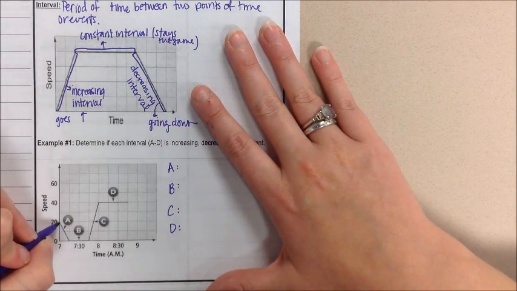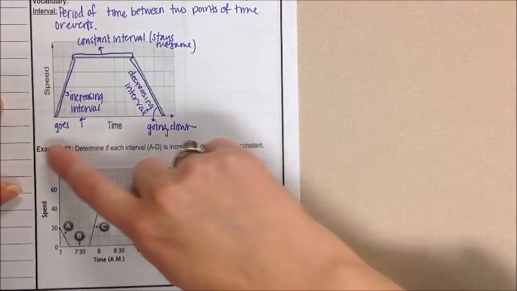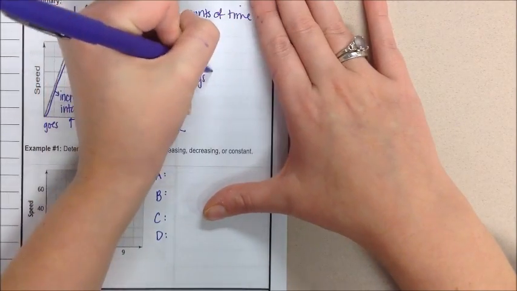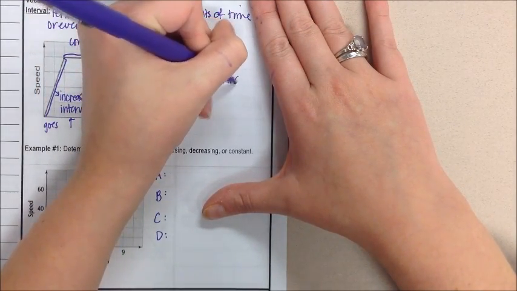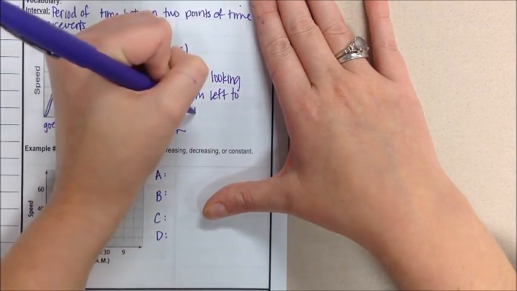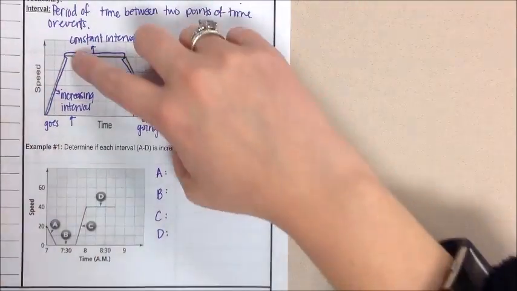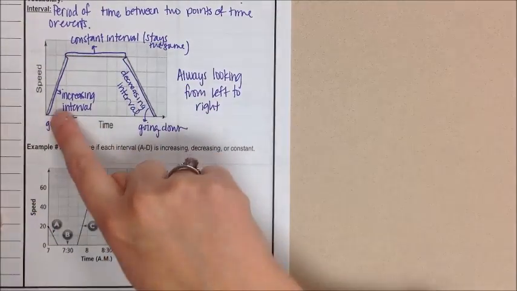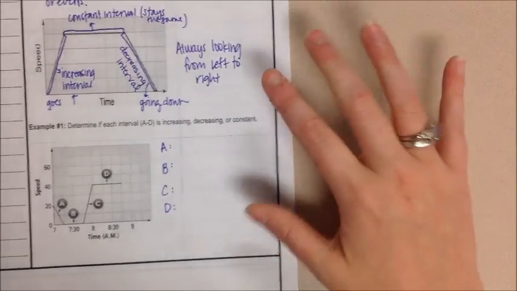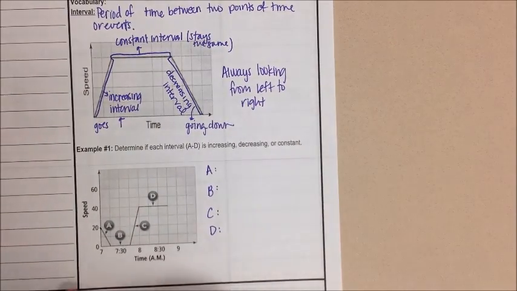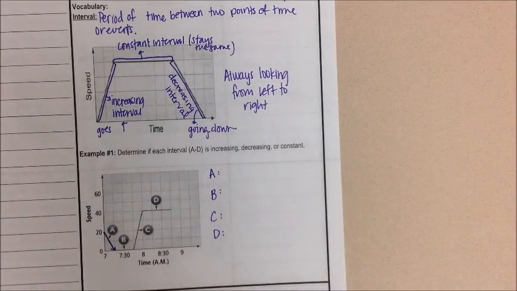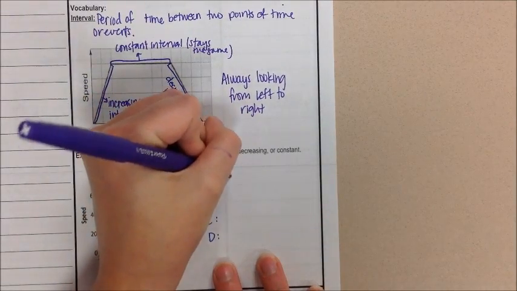So A starts here. And we're always looking from left to right, okay? Because if I was to go this way, well, that's going down. But I'm looking from left to right. Which direction does it go? That's important to remember. So from left to right on A, that goes down. So that means that's a decreasing interval.